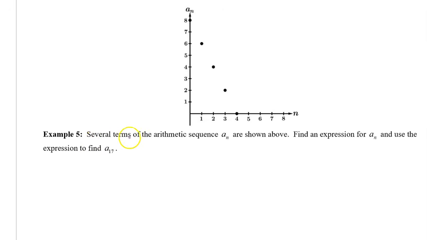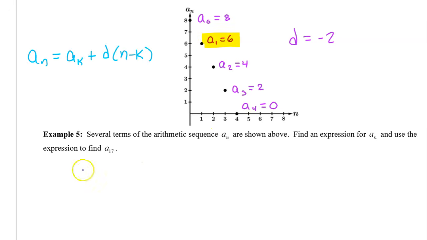Example 5. Several terms of the arithmetic sequence an are shown above. Find an expression for an and use the expression to find a17. The first 5 terms of the sequence are 8, 6, 4, 2, 0. We can see there is a common difference of -2. In other words, d is equal to -2. We can use any one of these values to write an expression for an. I'm going to use a1 equals 6, but any of these would work.